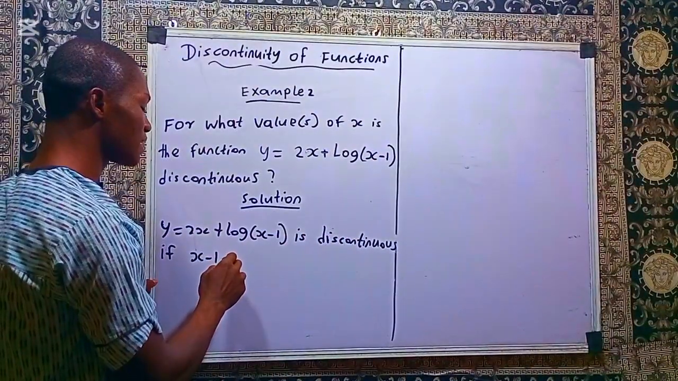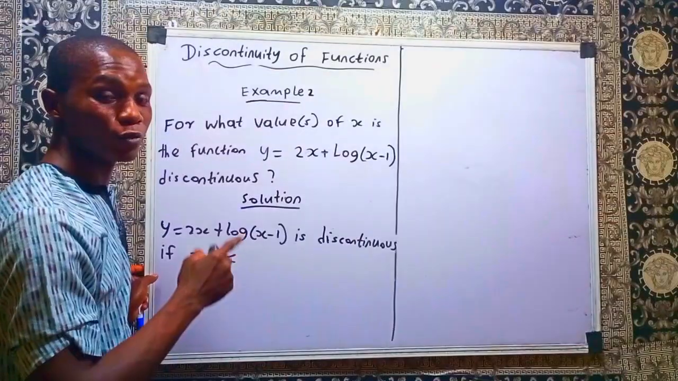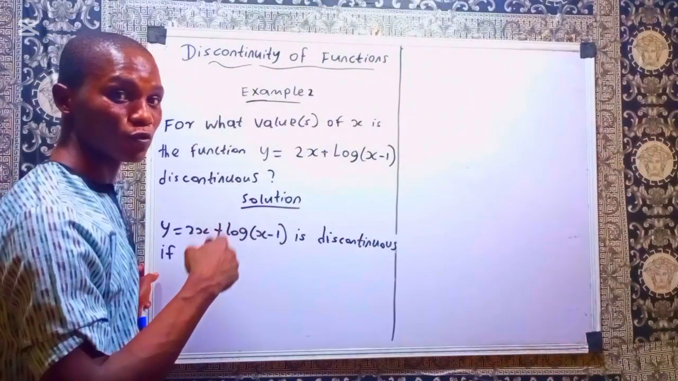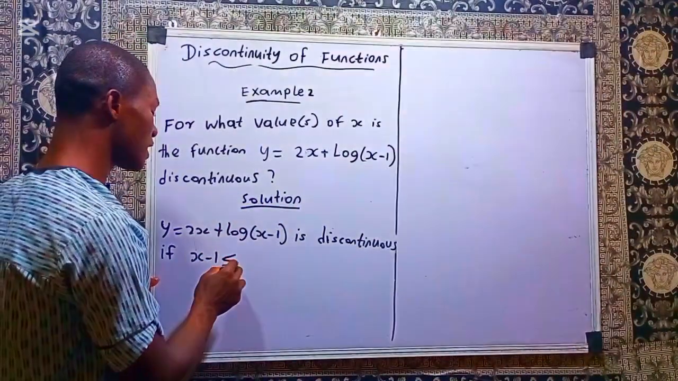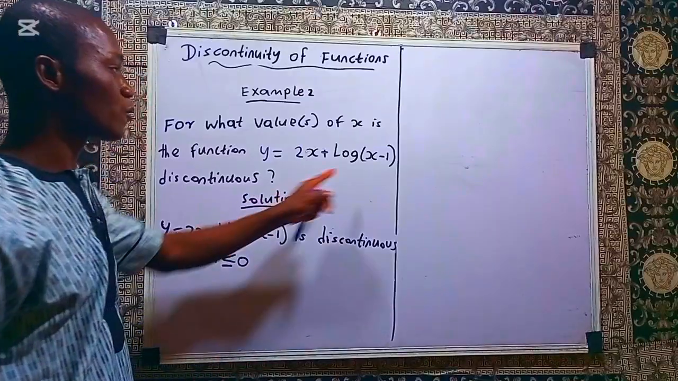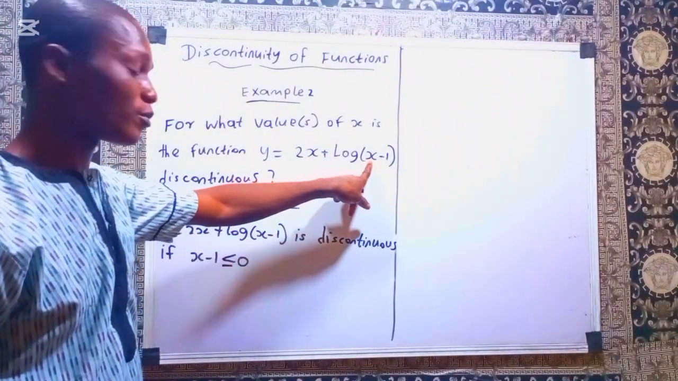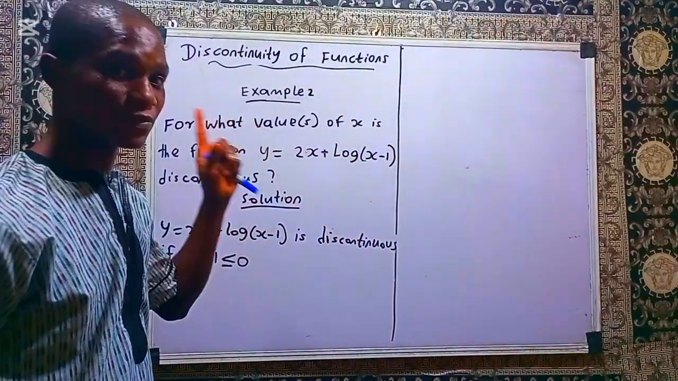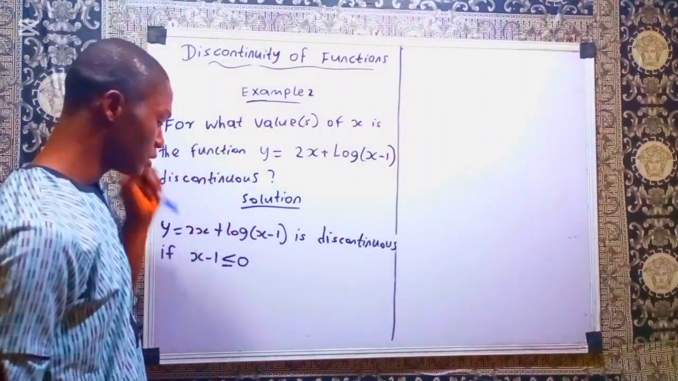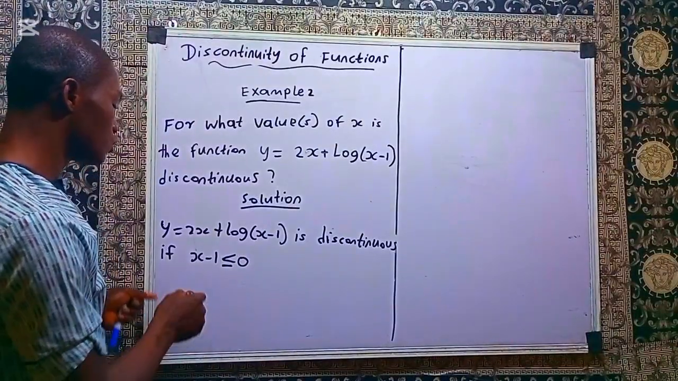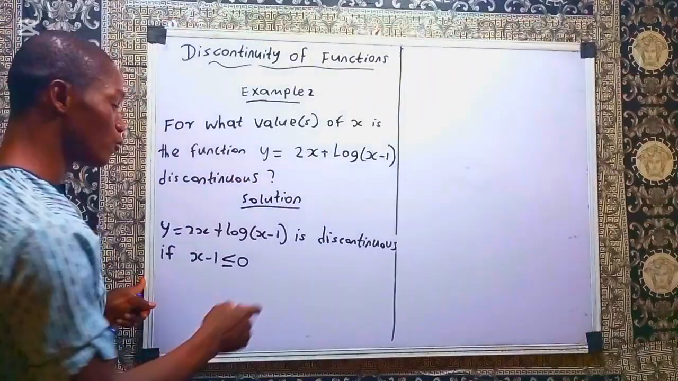I'm going to put less than 0, but we also know that if it is 0, it is also what? Discontinuous. So I'll put less than or equal to 0. So if this quantity here is 0 or less than 0, that's a negative number, then log of it will not be defined. Then this function will be discontinuous. So we are going to solve this inequality.